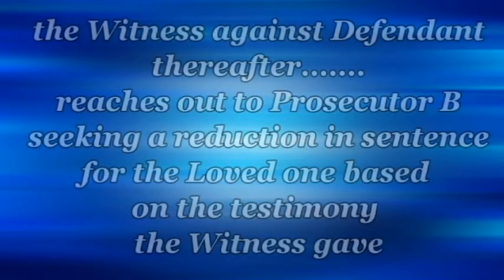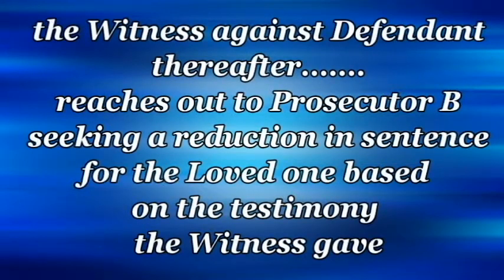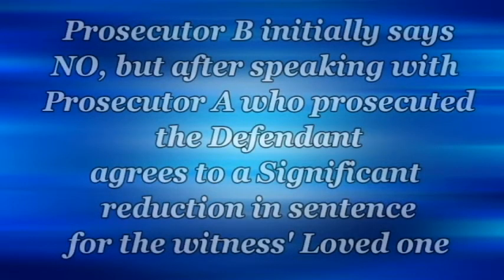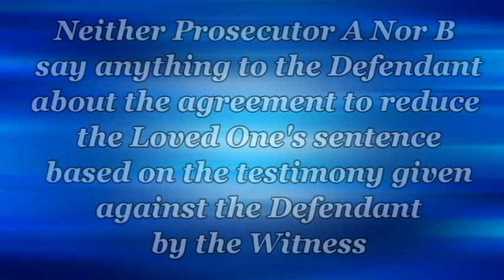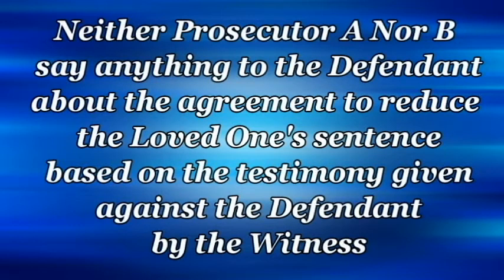The witness against defendant thereafter reaches out to Prosecutor B seeking a reduction in sentence for the loved one based on the testimony the witness gave. Prosecutor B initially says no, but after speaking with Prosecutor A, who prosecuted the defendant, agrees to a significant reduction in sentence for the witness's loved one. Neither Prosecutor A nor B say anything to the defendant about the agreement to reduce the loved one's sentence based on the testimony given against the defendant by the witness. Donald, I'm going to start with you first. Any issues?